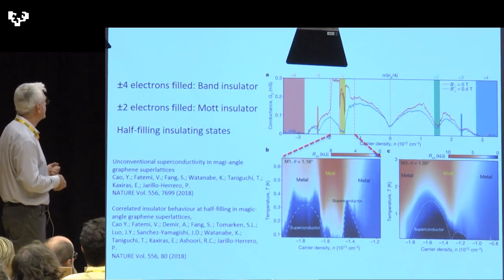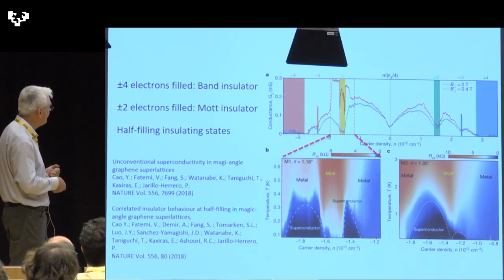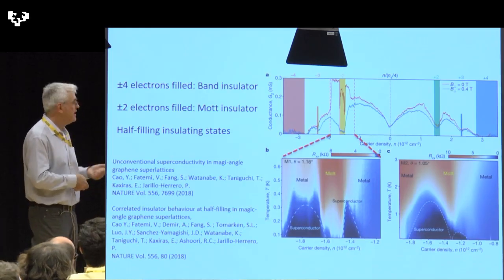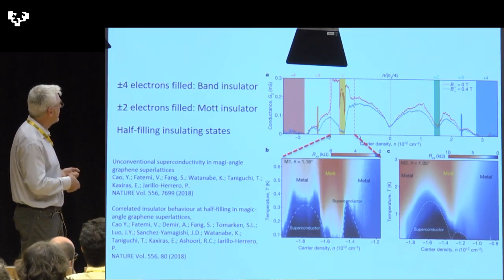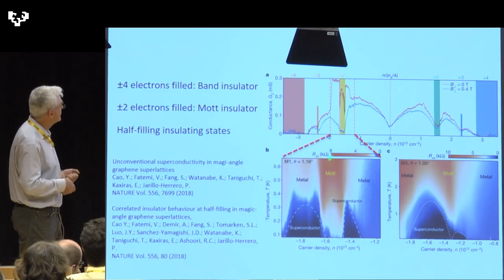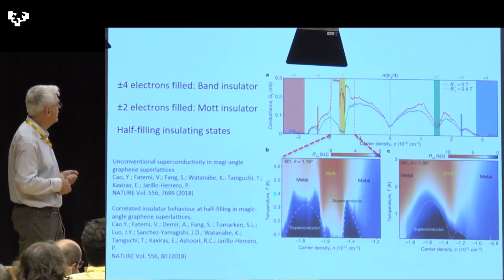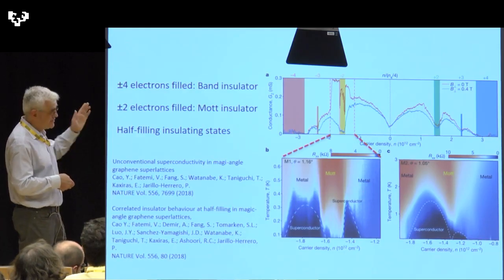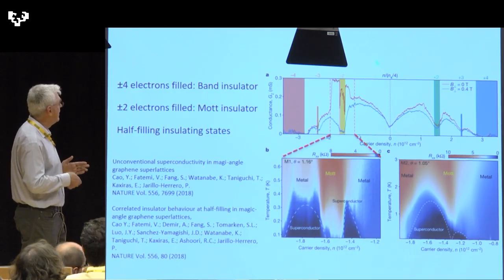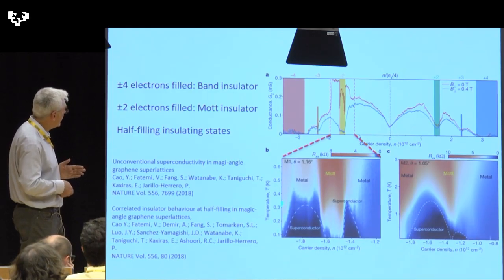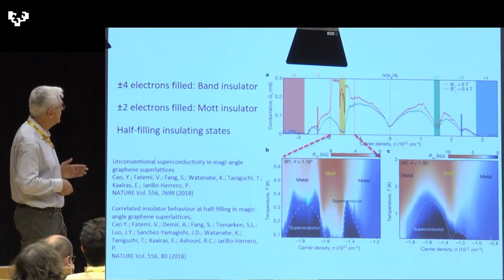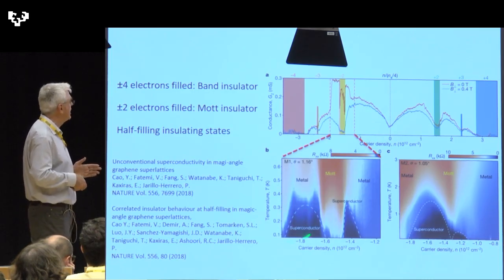So this was what was termed the correlated insulator behavior at half filling in magic angle graphene superlattices in one paper. And in a follow-up paper, it was shown in some detail that when you go away from these mini gaps into doping the system this way or that way, you get superconductor behavior. So the horizontal axis is again the carrier density or doping level, or just simply scanning the energy around the charge neutrality point. The vertical axis here is the temperature, and you see at what temperature you need to cool the system in order to obtain the superconducting behavior.